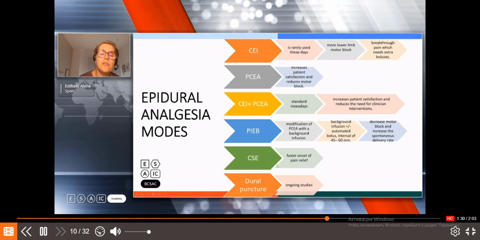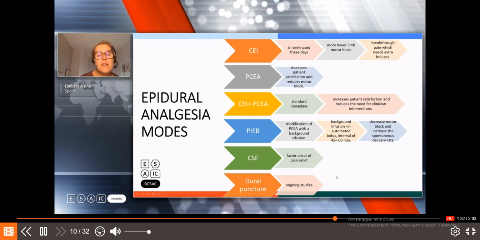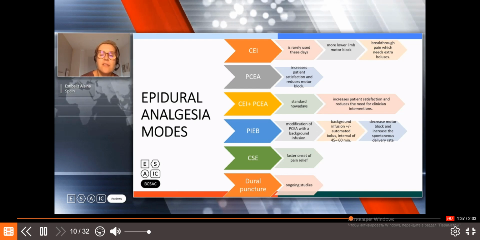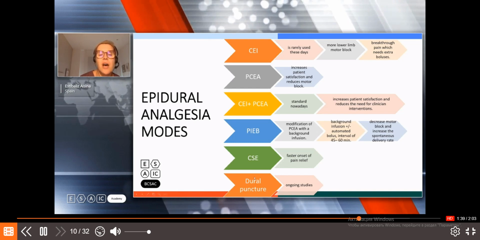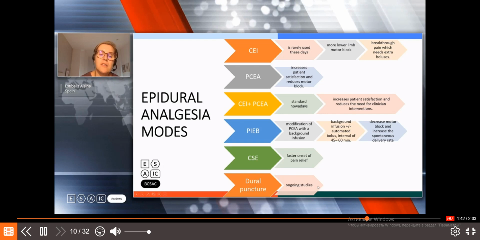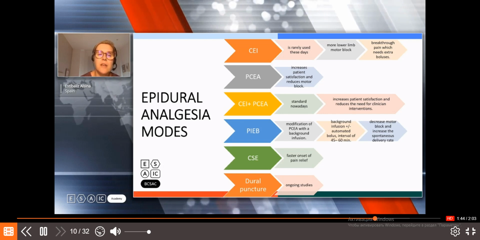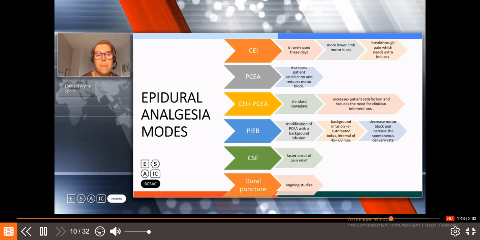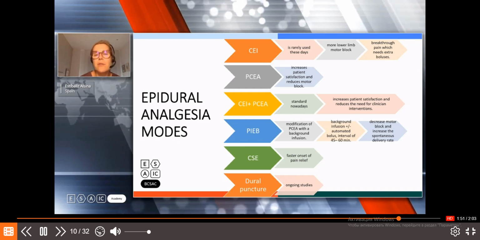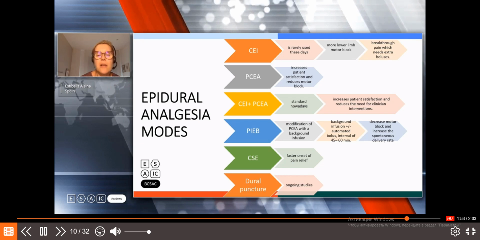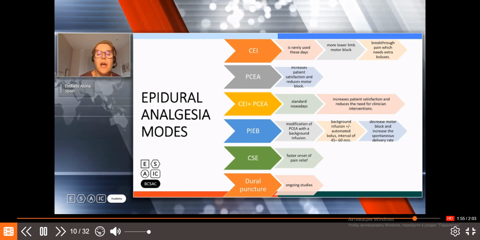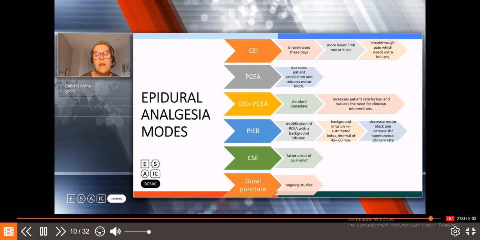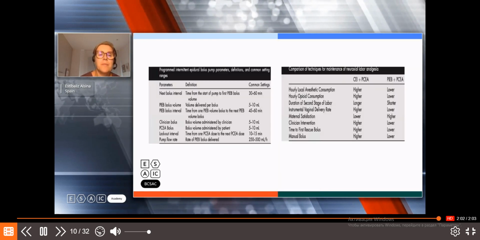We can also use the CSE, that's the combined spinal and epidural anesthesia, that has the faster onset of pain relief. And there is also a technique called the dural puncture. That is, we make a hole in the dura with a spinal needle, and then we do the epidural normally, like the regular one. And this gives more complete relief of pain with less motor blockade.